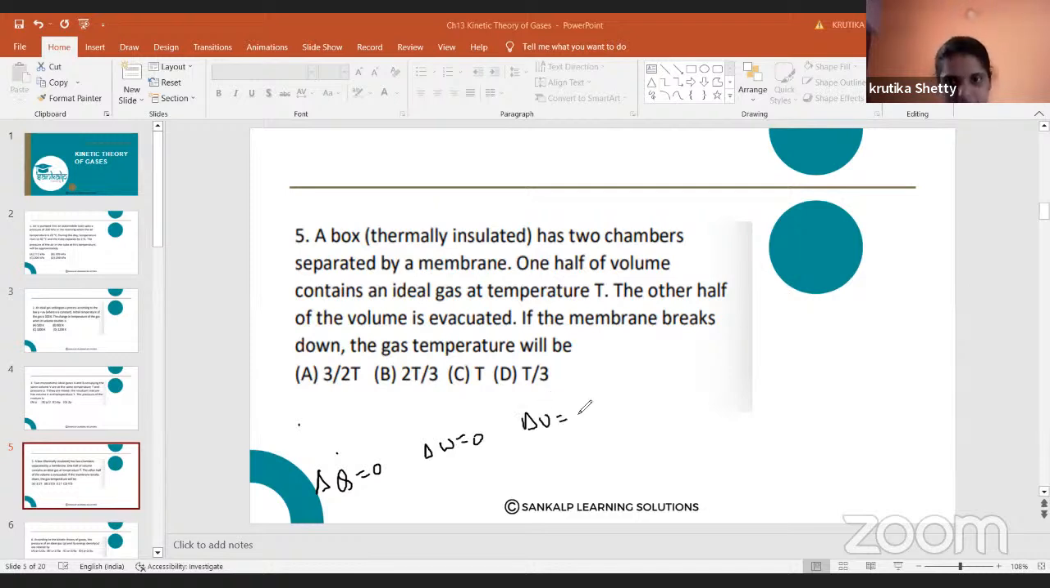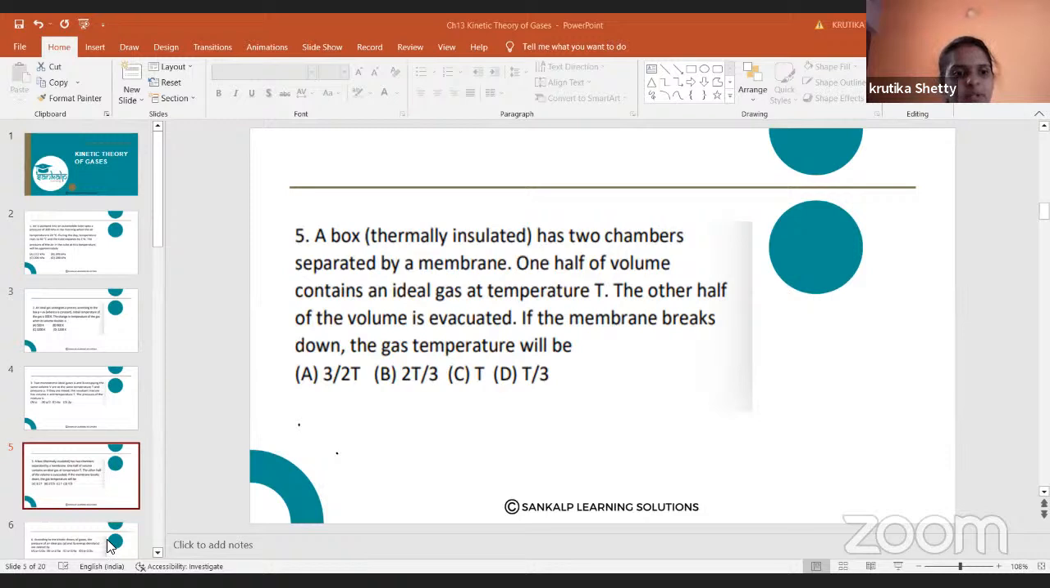Therefore, the change in internal energy will also be 0. So when there is no change in energy, whatever the temperature is there, it remains constant, and that is T. Option C is correct. So you can explain this with the help of the first law of thermodynamics also.